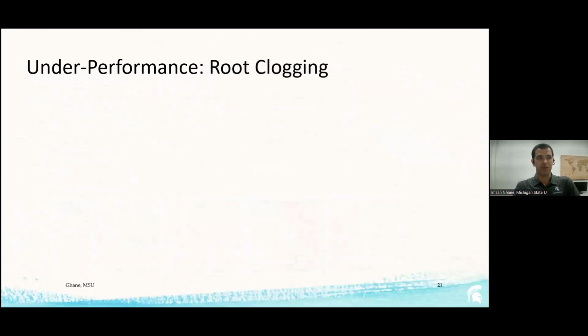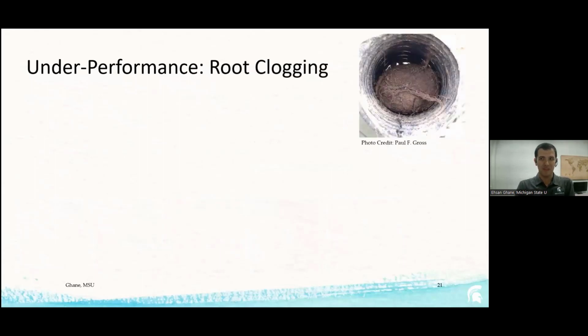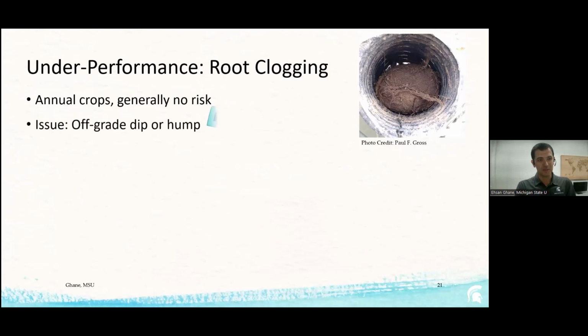Another way that the pipe would get blocked is root clogging. This is a photo of one of those root cloggings that could happen. Generally, annual crops do not pose any risk for root clogging. Why is that? Some of the roots really do get into the pipe, but those are very young and very weak roots. After the crop is harvested in fall or other times, the roots die, and then they slowly get detached. They fall into the flow of water inside the pipe, and then they get carried away. So it will not cause clogging with these annual crops.